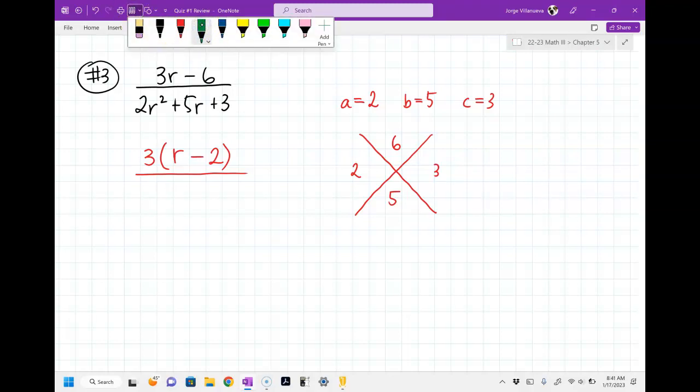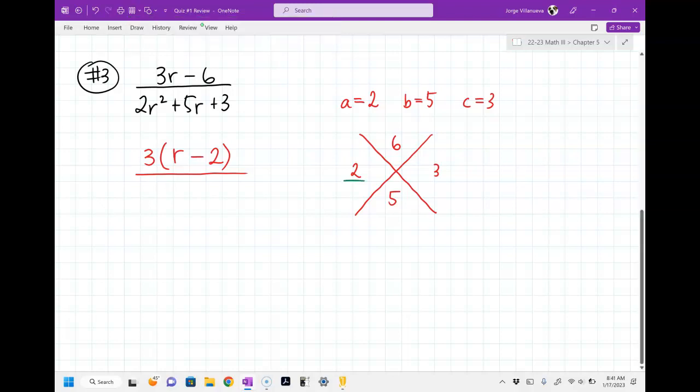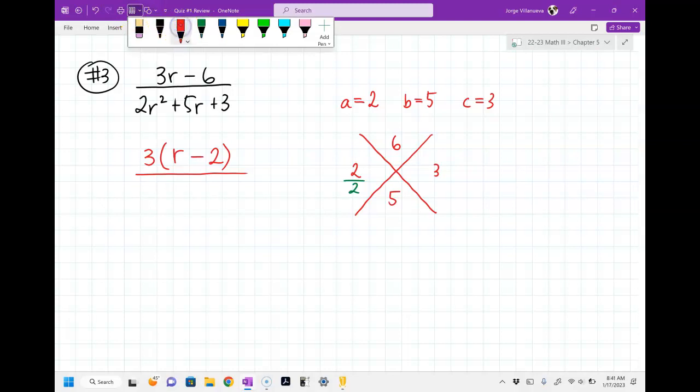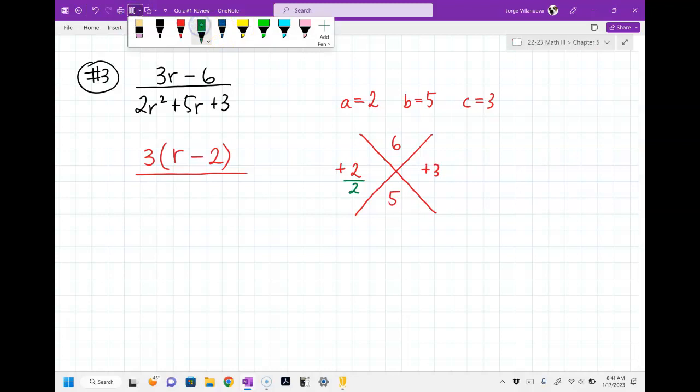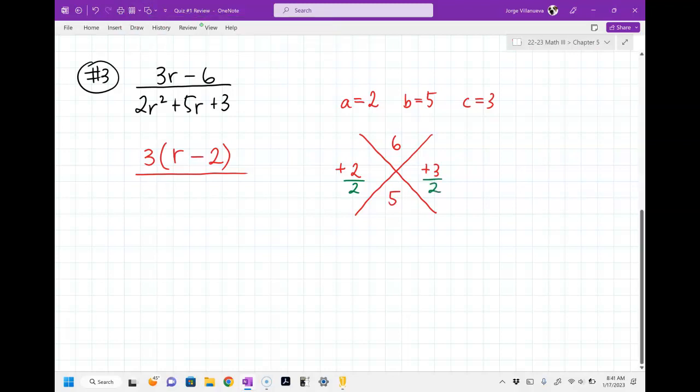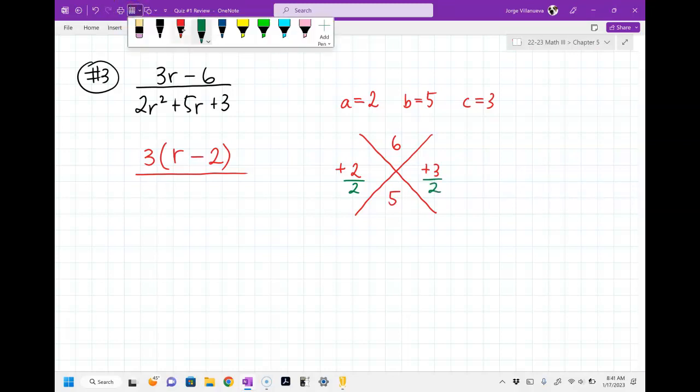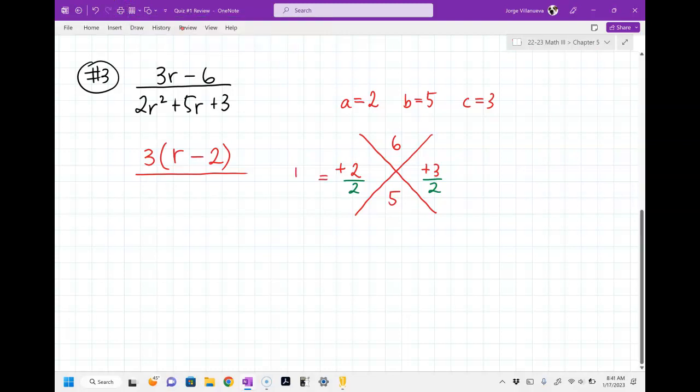But I have to divide, right? I got to divide by 2. So dividing by 2. By the way, that should have been a positive. Let me put that back. Positive 2, positive 3. So I'm going to divide everything by 2. 2 divided by 2, that's going to be a 1. So this is a positive 1. And then on the other side, I can't divide 3 by 2, so I'm just going to leave it like that.